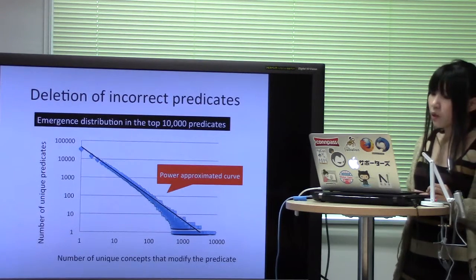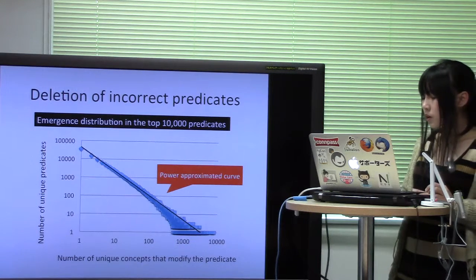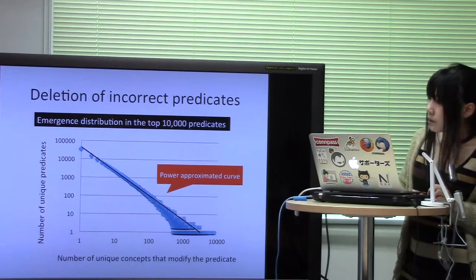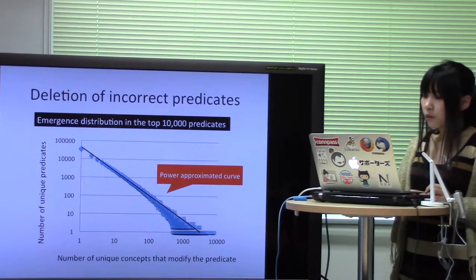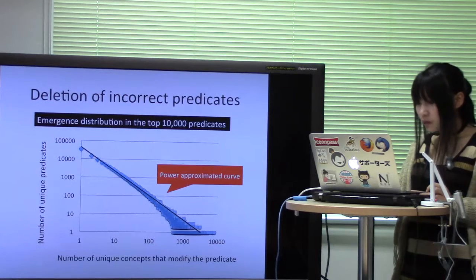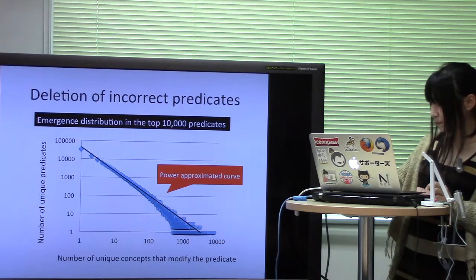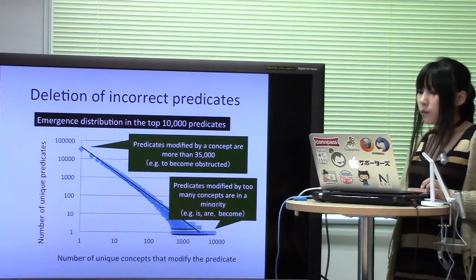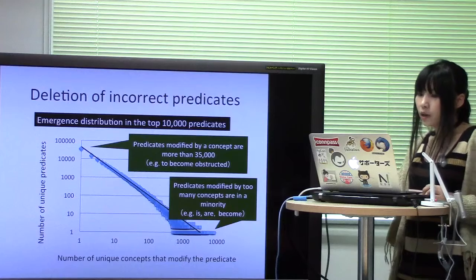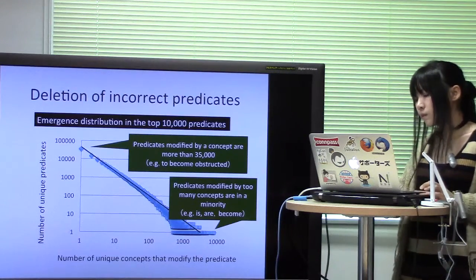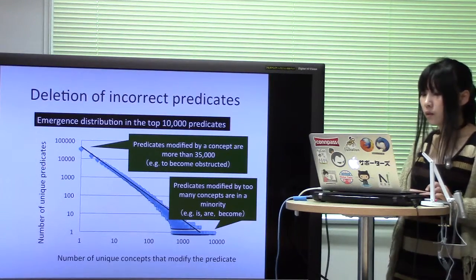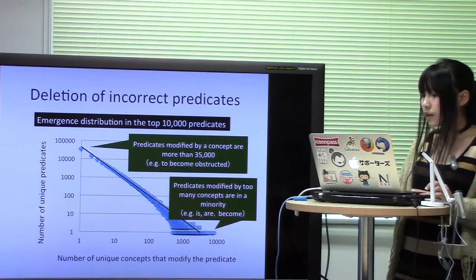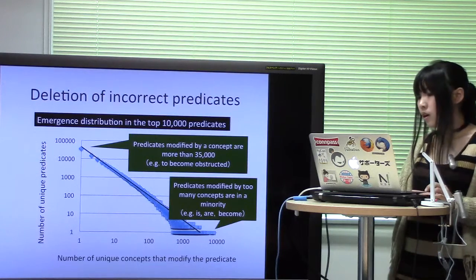The graph shows the occurrence distribution of the top 10,000 predicates. It is displayed on a double logarithmic scale. The part shown by the straight line presents a power approximated curve fitted to the data. The part shown by the upper left points presents predicates modified by concepts of more than 35,000. For example, the predicates to become obstructed and to withdraw something fall under these points.